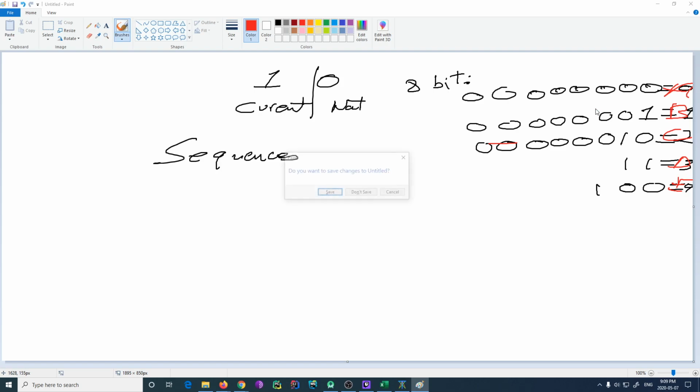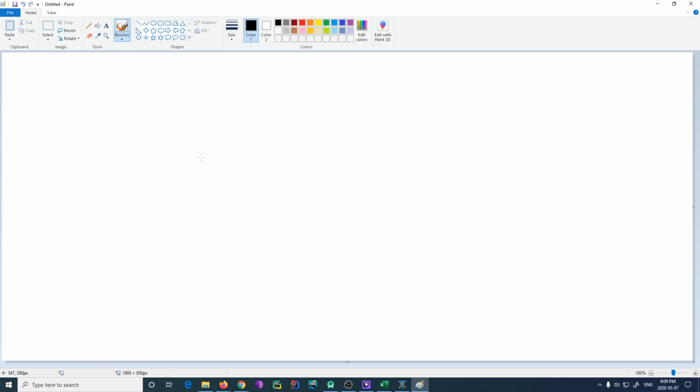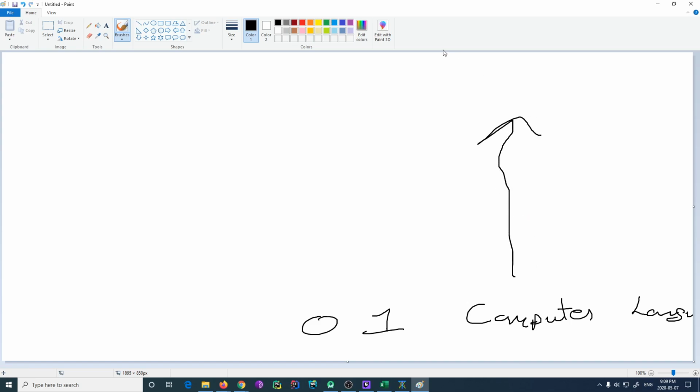So the goal of doing all of this was to bring something that was zeros and ones, a computer language, to something more understandable, which would be a human language.